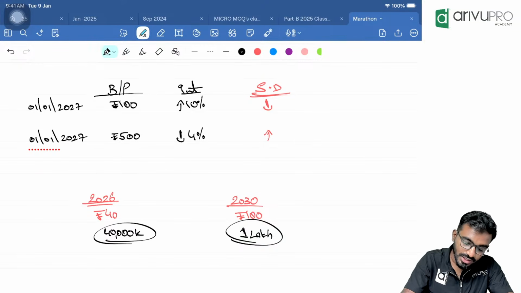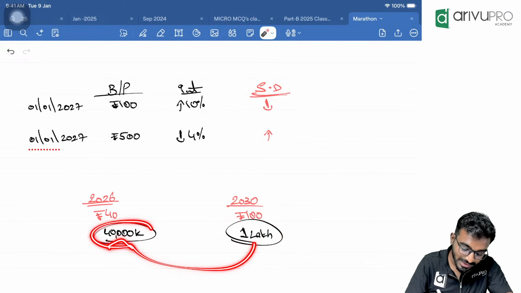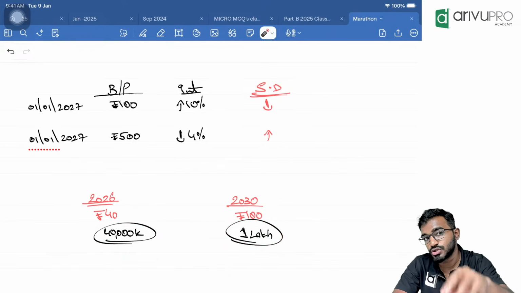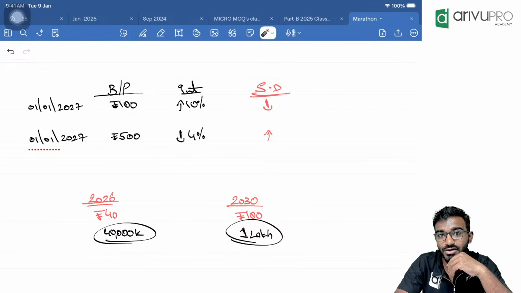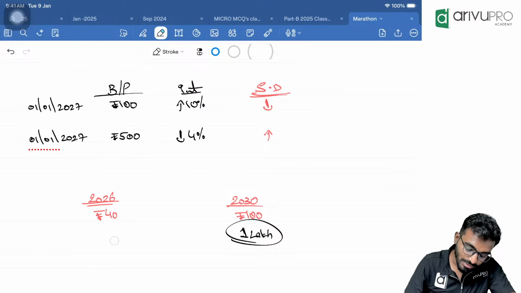Like this, whatever you are going to earn in the future, we need to bring it down into its present value. And then we should decide, should we invest it or not? Is it a good investment or not? Let's assume I want to buy a land. I want to invest in a property.